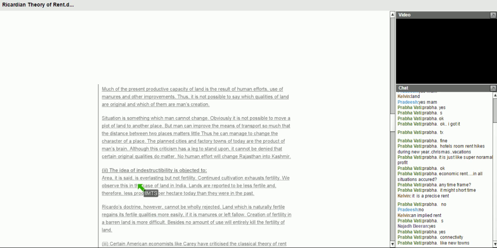So it is said that area is everlasting, but not fertility. Continued cultivation exhausts the fertility. Yes, it is very true. It is one of the limitations of agricultural practice that over a period of time, you must have studied in geography this concept, isn't it?